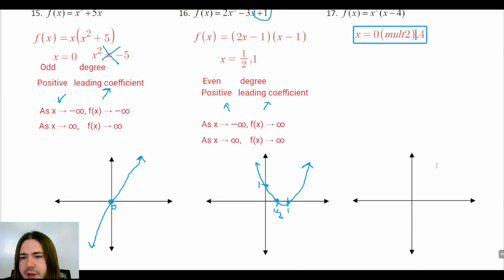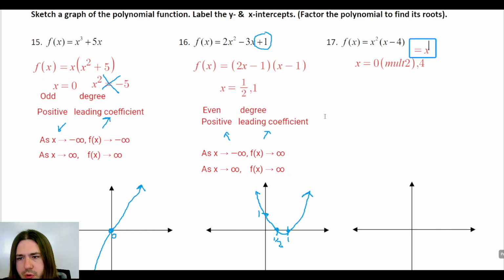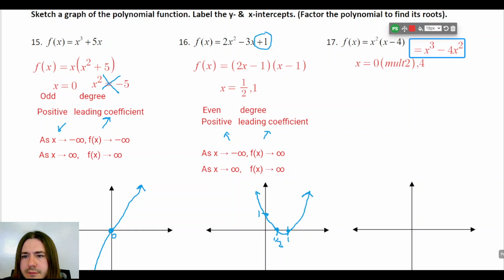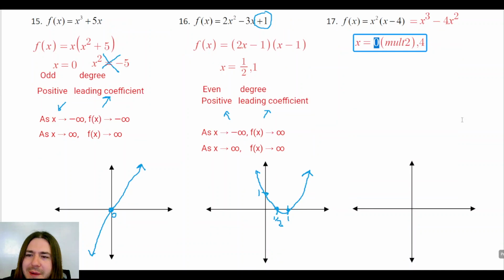Now for the y-intercept, this is not in standard form, but if we were to multiply this out, we would get x cubed minus 4x squared. So you can see that the y-intercept is going to be 0, which we should have already known since we had an x-intercept that was 0. You can only have one y-intercept for any function. So we know it's going to be right there. Let's go ahead and plot those two first. So we've got a bounce occurring at 0 and a pass-through occurring at 4.